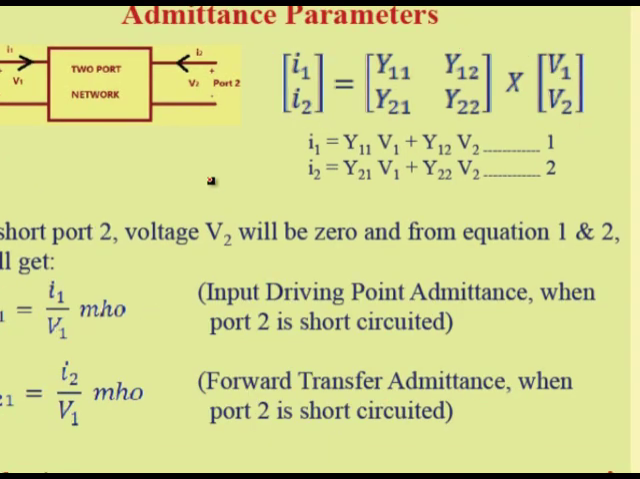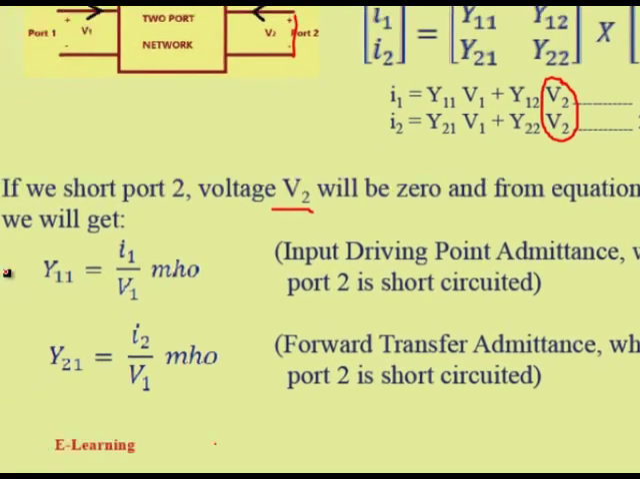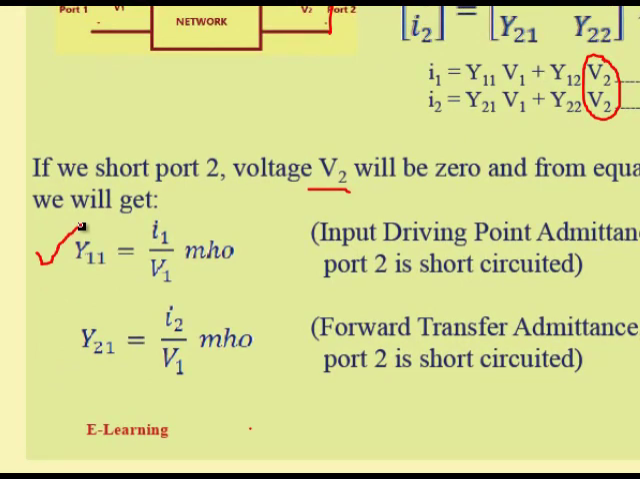Next, when we short port 2, that is this particular port, V2 will be 0, and when we put the value of V2 as 0 in equations 1 and 2, we will get y11 is equal to I1 upon V1 mho, and y21 is equal to I2 upon V1 mho. Again we will discuss its names or physical significance.